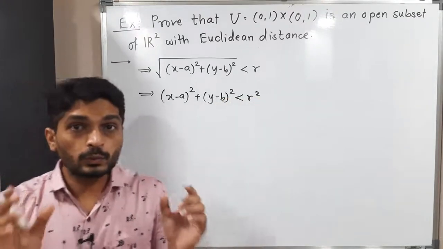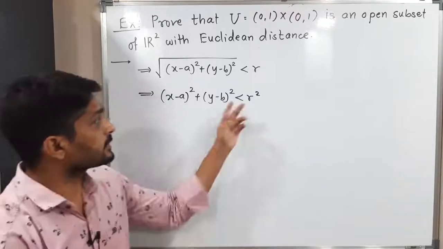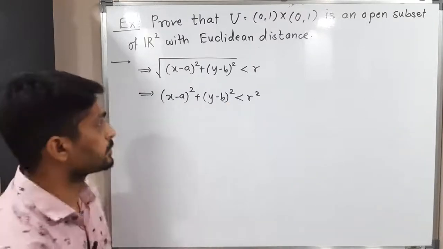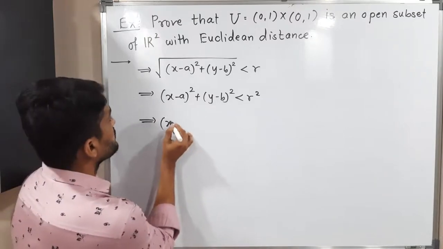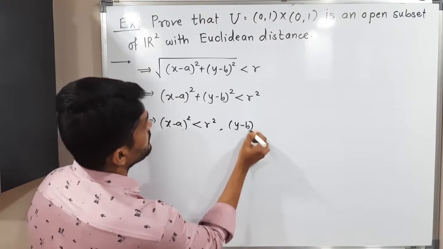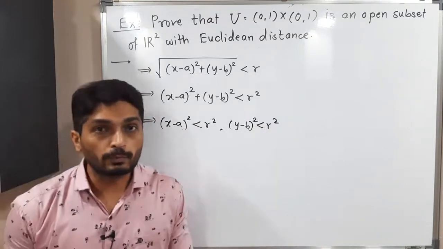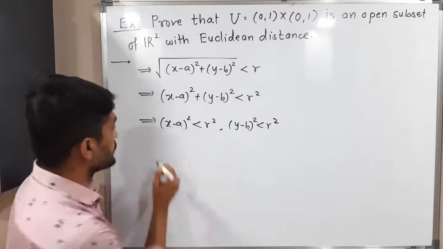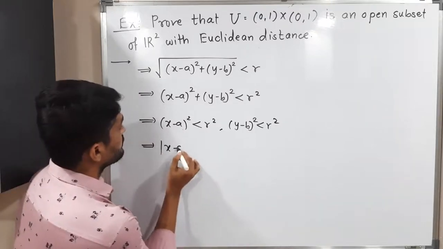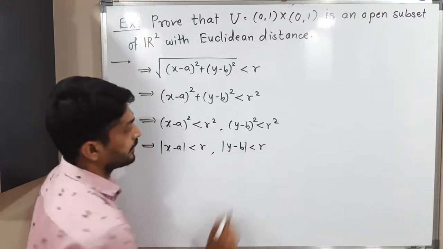We are adding two non-negative terms, and their sum is less than r squared. That means each of them is less than r squared. So this implies (x minus a) squared is less than r squared, and (y minus b) squared is less than r squared. Now to remove squares, I will take the square root of both sides, but I will take positive square roots. So we will have mod x minus a less than r, and mod y minus b less than r.